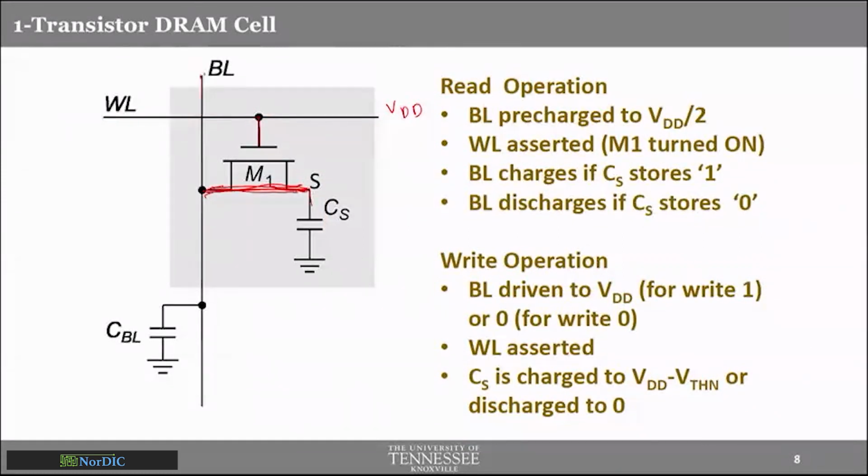Now, imagine the capacitor was previously charged to VDD. VDD represents 1. So it was storing logic 1, say. And then you drive your bit line to 0, to ground. Then the capacitor will discharge all of its voltage to the bit line, and then it will go to 0 voltage. That means you have successfully converted a 1 to a 0. That means you have written 0 into the memory cell.